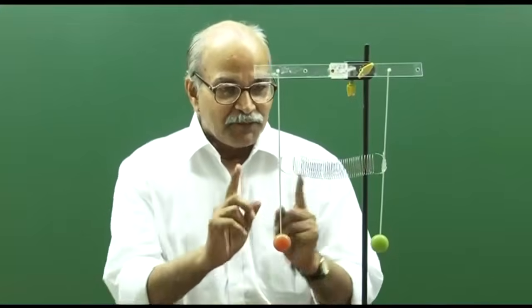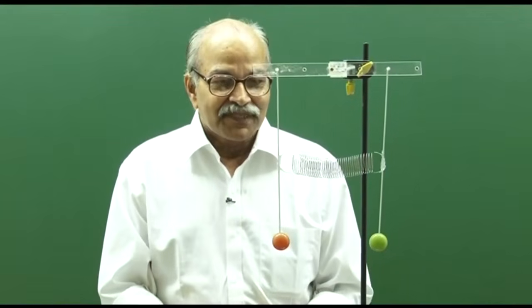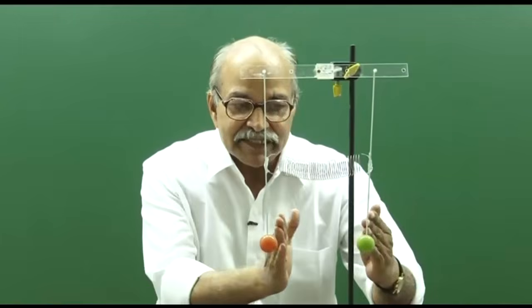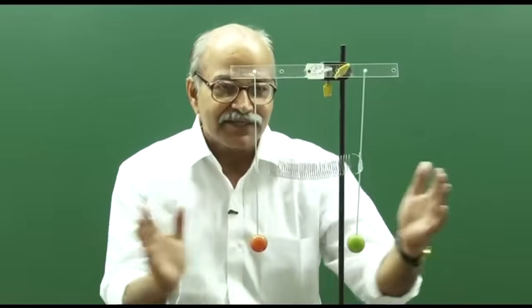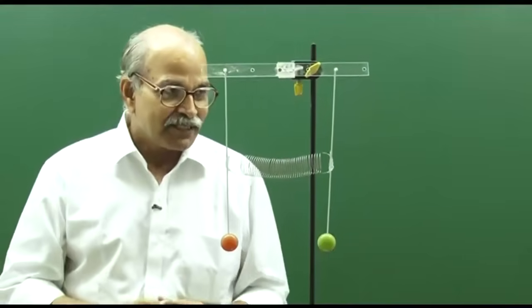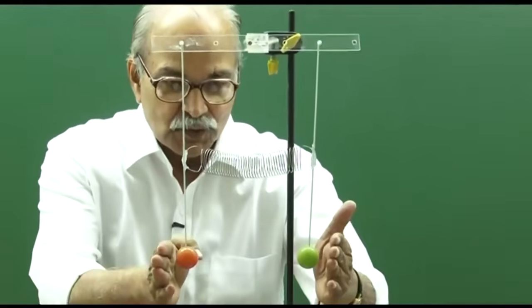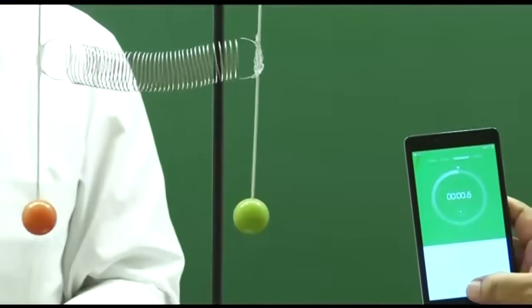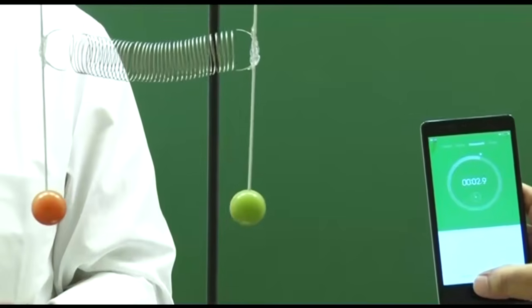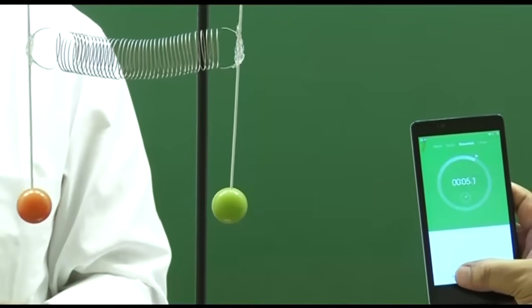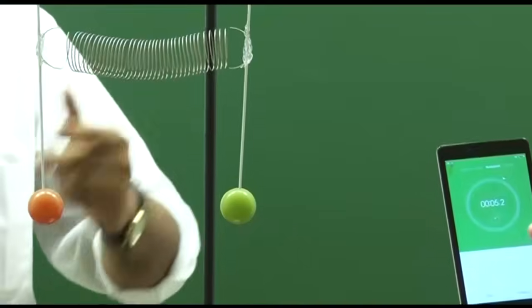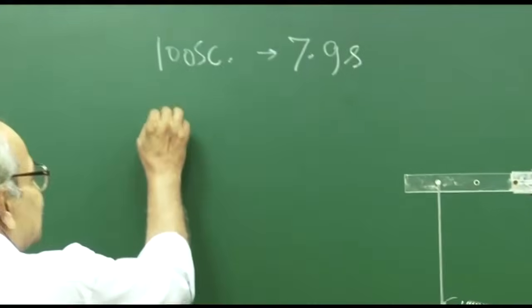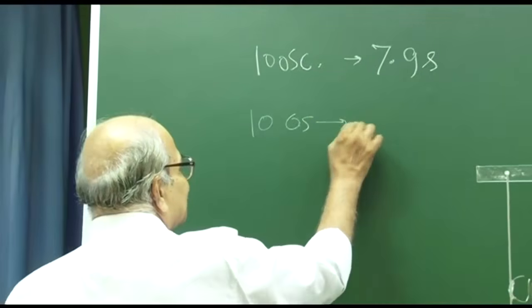Now, we can vibrate the same system in a different mode. I will compress it a little bit from both sides and then release, and then Anurag, you measure the time period. So, be ready. Okay, how much is it? 5.2 seconds. So, these 10 oscillations take 5.2 seconds.